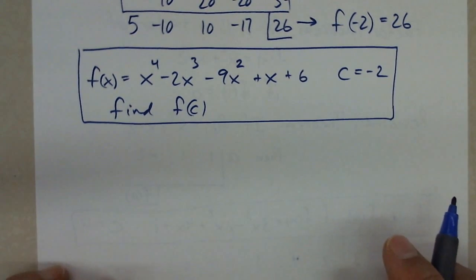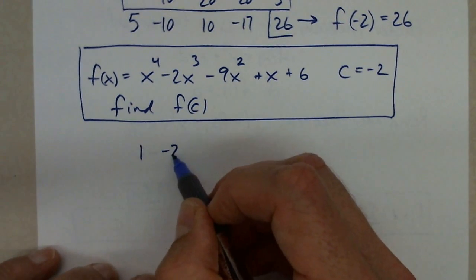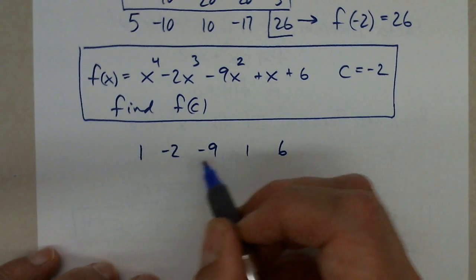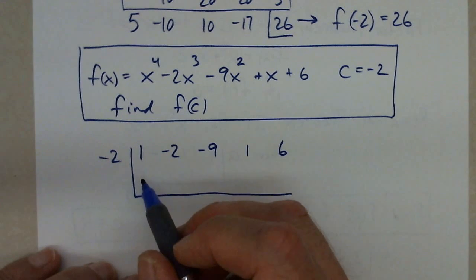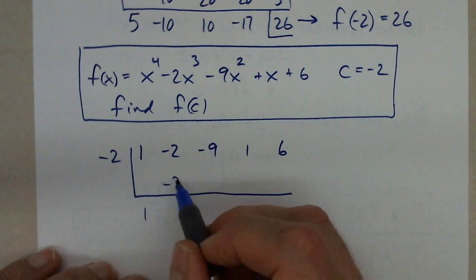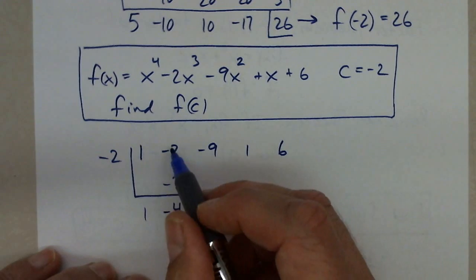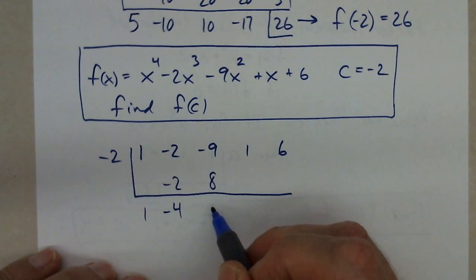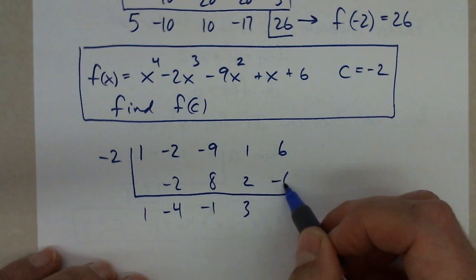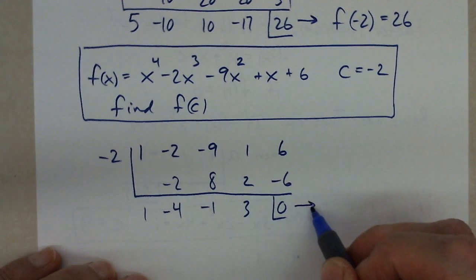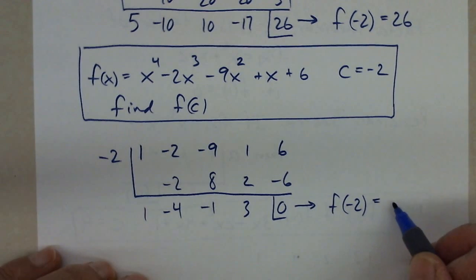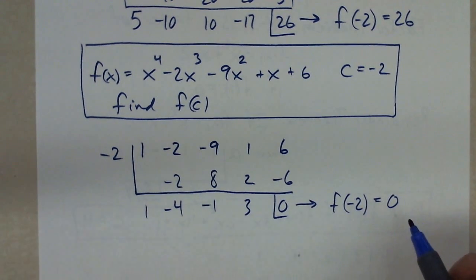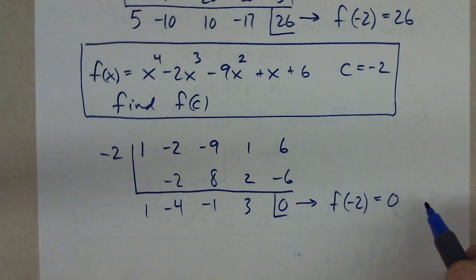Pause and try that one. Add, multiply, add, multiply, add, multiply. So this tells us that f of negative 2 is 0. And this brings us to the factor theorem.